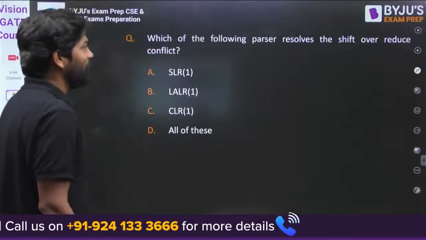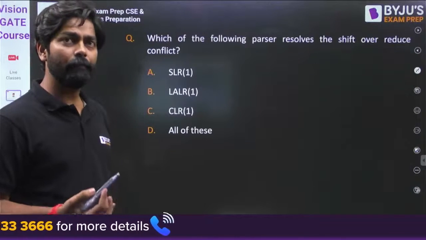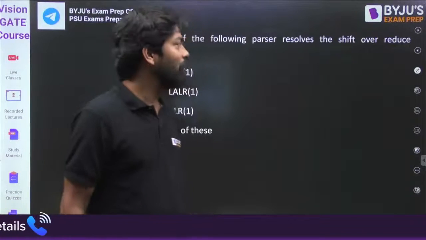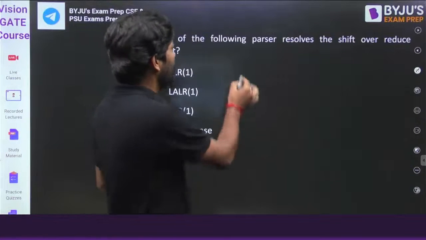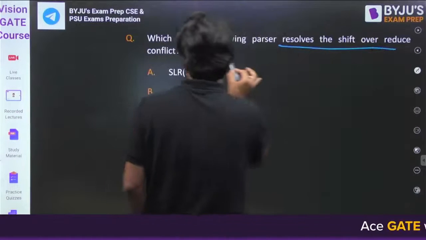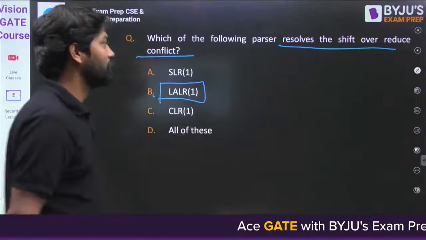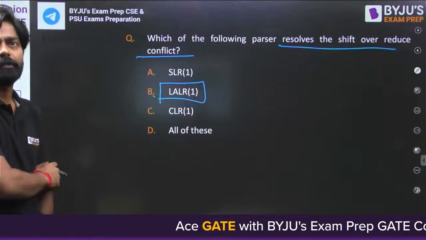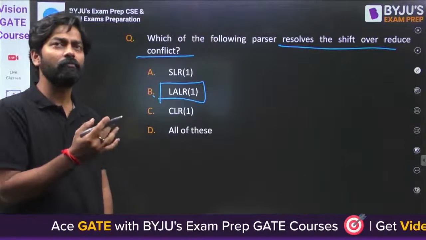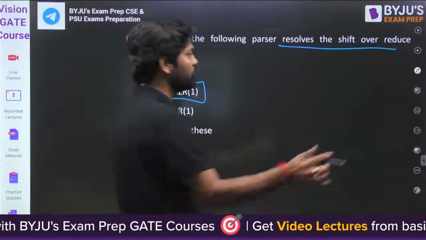Which of the following parsers resolves a shift-reduce conflict? I think everyone knows that practically we use the LALR1 parser, and whenever you resolve the shift-reduce conflict, it will always be done by the LALR1 parser. Is that clear? Because if we have a conflict, we simply ignore it. So it will be done by the LALR1 parser. Okay.